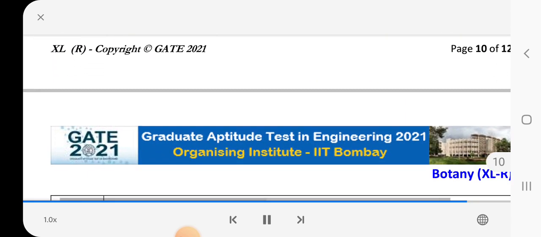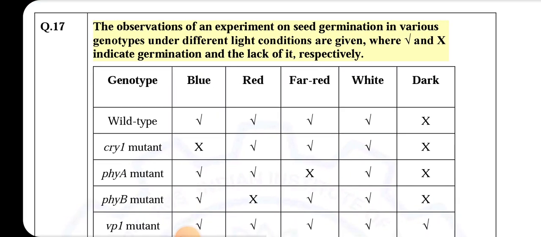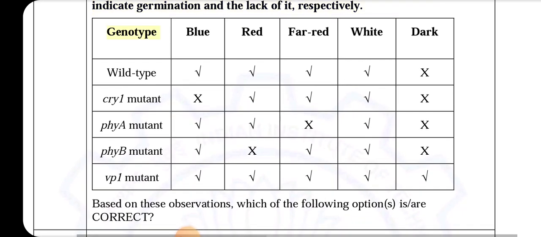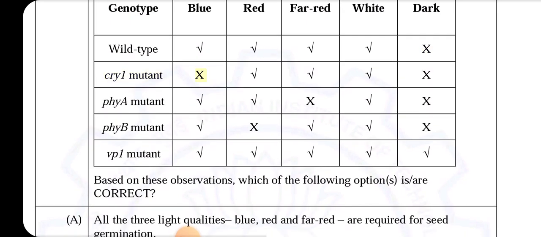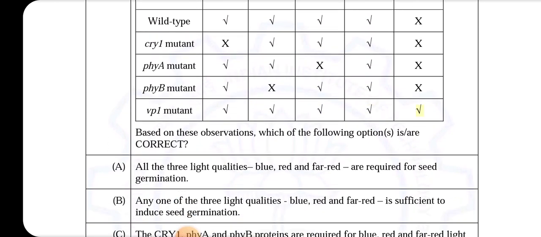Q.17. The observations of an experiment on seed germination in various genotypes under different light conditions are given, where tick mark and X indicate germination and the lack of it, respectively. Genotype: blue, red, far red, white, dark. Wild type: tick, tick, tick, tick, X. Cry1 mutant: X, tick, tick, tick, X. Fear mutant: tick, X, tick, tick, X. PHYB mutant: tick, X, tick, tick, X. VP1 mutant: tick, tick, tick, tick, tick.